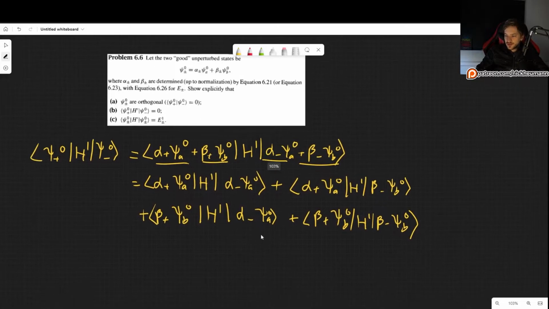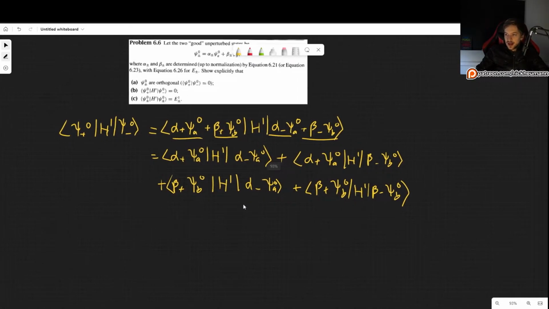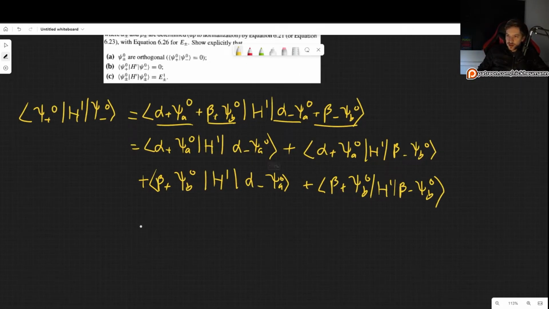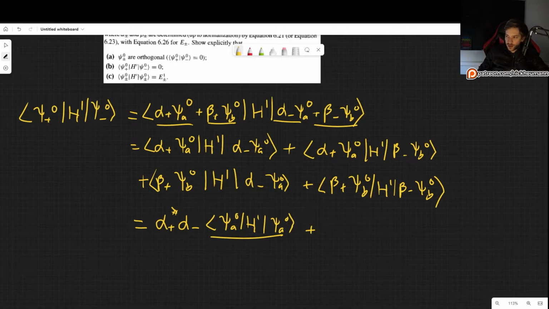So with these four terms, now how can we simplify them a little bit? Well, let's take a look at this. So here we can take out our constants as before. So we get alpha plus conjugate alpha minus, and then psi A0, h prime, psi A0. But what is this thing right here? I won't tell you just yet. I will continue to write down the others while you remember that or look that up. It's very important that you recognize it.